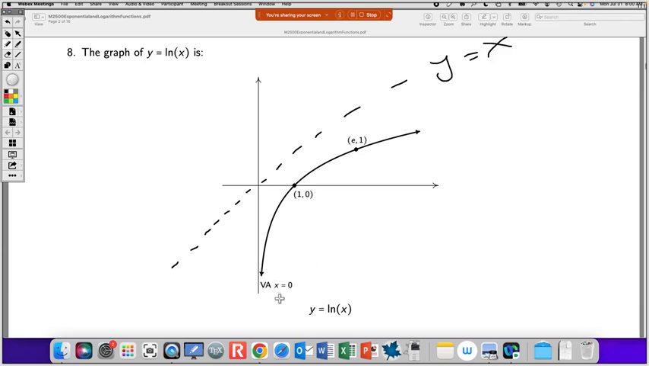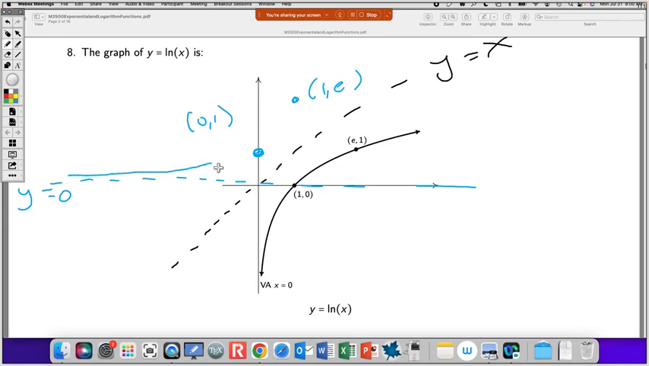The vertical asymptote x equals 0 is going to become a horizontal asymptote y equals 0. The x-intercept (1, 0) becomes a y-intercept (0, 1). And the point (e, 1) is going to go to the point (1, e). And we're still going to be increasing. The slopes will still be positive, but they'll be the reciprocals. And so it'll look like that. Okay. So we know that there is an inverse function.